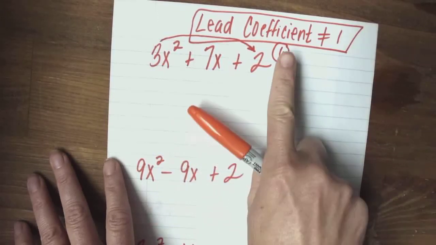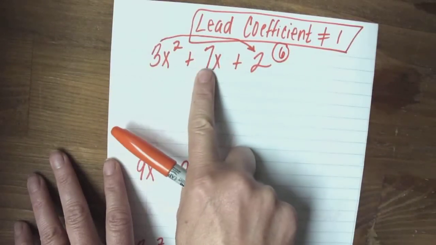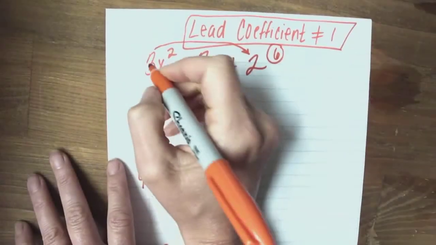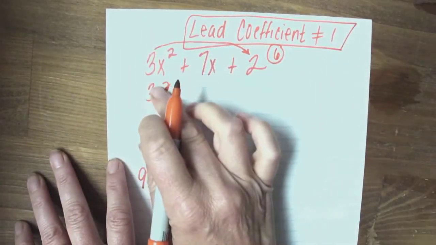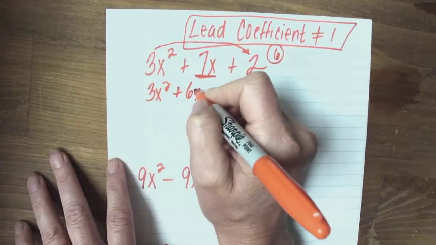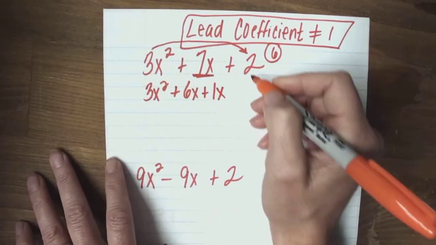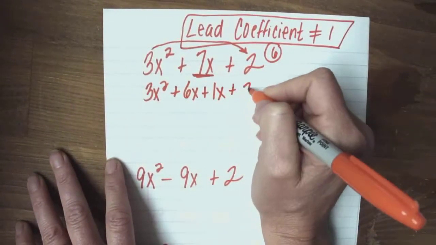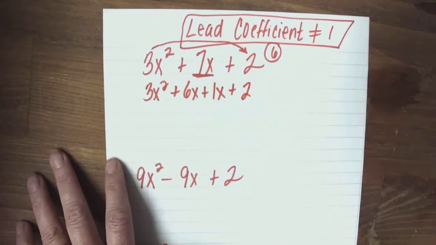Then you want to think, what numbers multiplied together give you this new number 6, but add to give you 7? Think hard enough, I can think of 6 and 1. So I'm going to, again, bring that down, but this middle term I'm going to split into 6 and 1. And I'm going to bring down the originals. So everything looks the same except for the 7 is now a 6 and a 1.